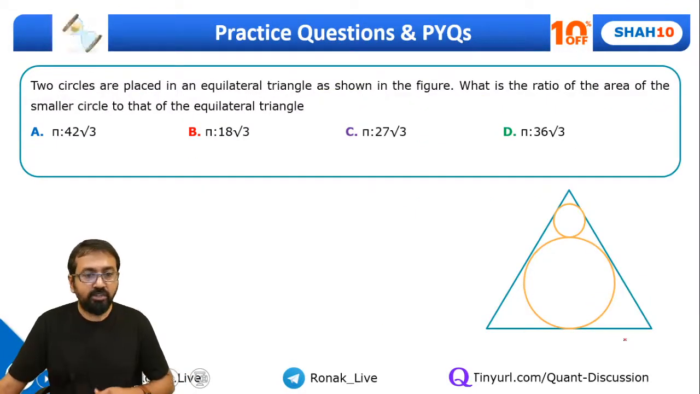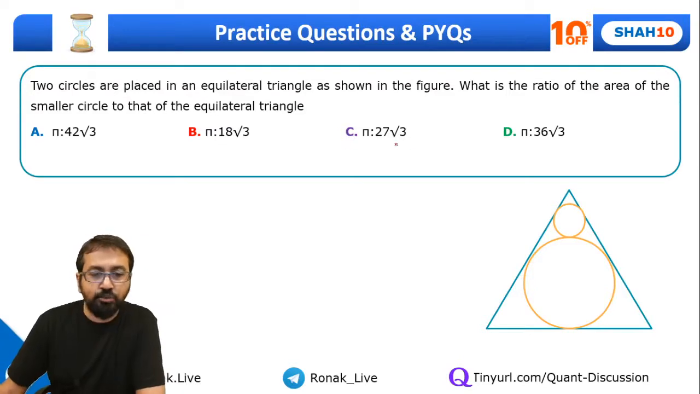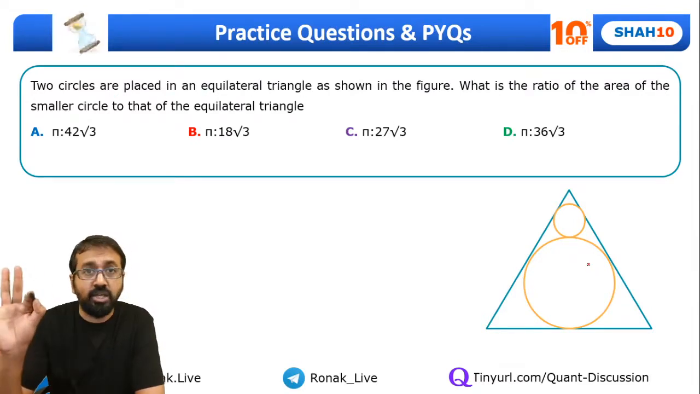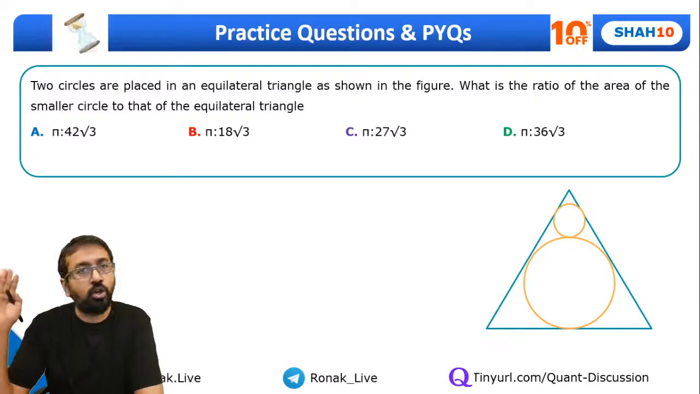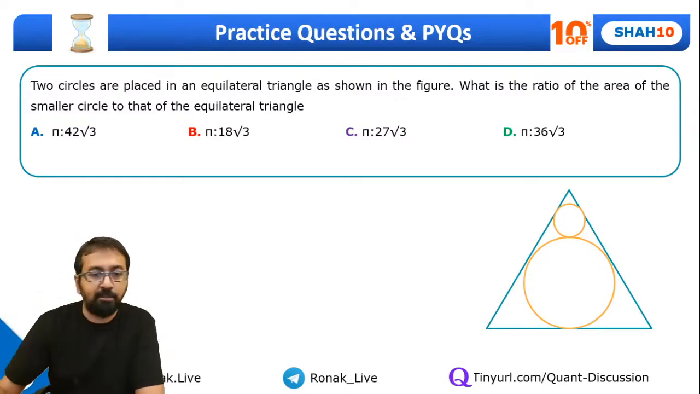Now let's go ahead with this question, and this is a slightly tricky question, so if you want you can just pay your attention here. Let me explain this question. Two circles are placed in an equilateral triangle as shown, and this is a generic question. It will hold true irrespective of the dimensions that you are taking for that equilateral triangle. Even if you are drawing a small equilateral triangle, and if you are drawing two circles like this, or you are drawing a bigger one, the answer will remain the same.